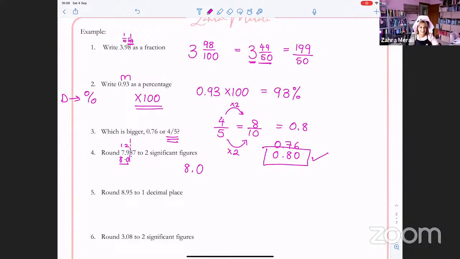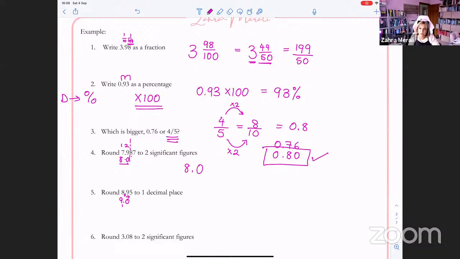Round to 1 decimal place. Now these ones are easier. You take your decimal place and you go 1 along. Okay, so that's a 9 there. So again, we want to add 1. If you were rounding 8.95 to 1 decimal place, you're essentially saying, well, what comes after 9? I'm going to add 1. So that's going to become 10. Carry that over and we get 9.0.